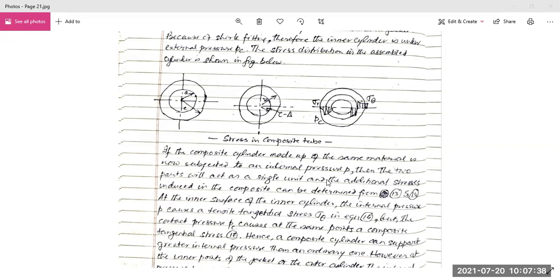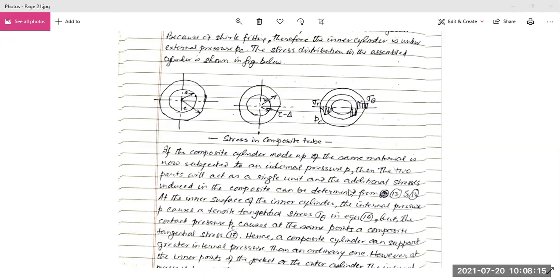Here we are assuming the composite cylinder is made up of the same material, and it is subjected to the internal pressure. Here, this is the outer cylinder. This is the inner core of the outer cylinder. This is the internal cylinder, and this is the inner core of the internal cylinder itself. Now, if the cylinder is subject to internal pressure P, then what happens? The two parts will act as a single unit, so you will think that there is a single cylinder, not made of two cylinders, but of only one cylinder.